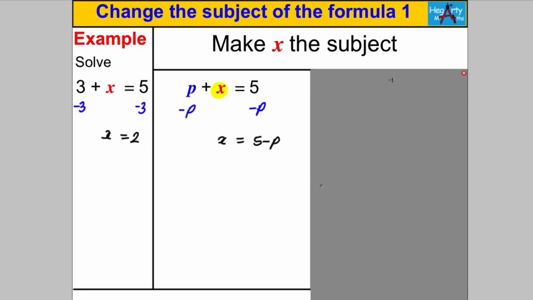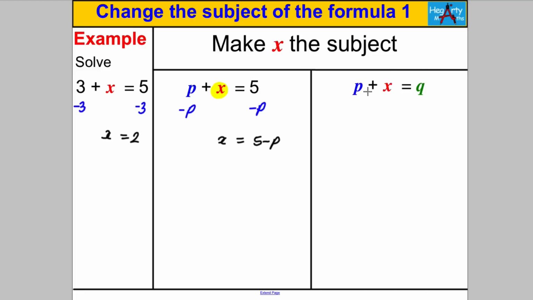Let's do another one. Similar idea here, but instead of that 5, I'm going to call that a q. So p add x is equal to q. How am I going to solve this? Pause the video if you think you can make x the subject of the formula. So what we're going to do is subtract the p off both sides just as we did before, and therefore I'm going to get myself that x is equal to q subtract p. And there you go, x is the subject of the formula. As you can see, it's almost identical to solving equations, it's just you've got other variables and letters there, but the same idea applies.